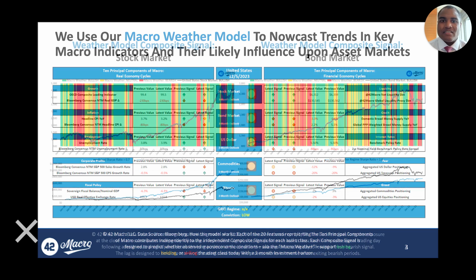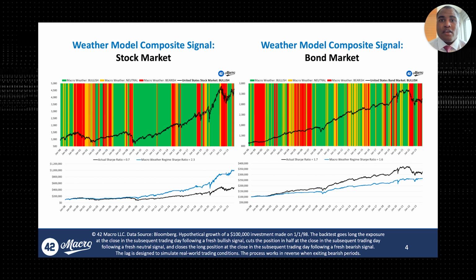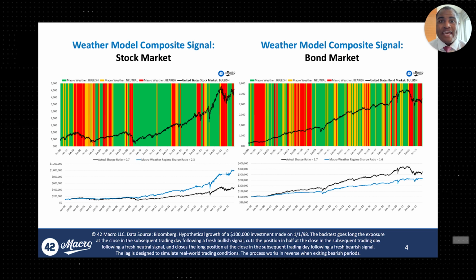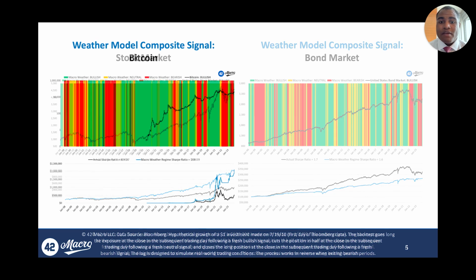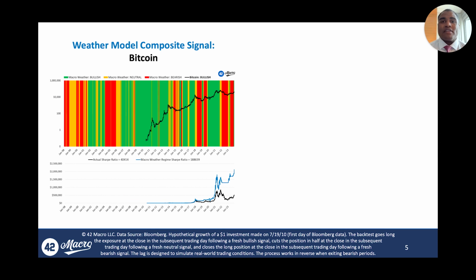And right now, what the model is saying is that over the next 3 months in the stock market, an investor is right to expect higher returns and lower volatility relative to the baseline return and volatility profile for that particular asset class. That condition is shared by the bond market, and it is also shared by the Bitcoin market. The dollar and commodity signals are neutral.